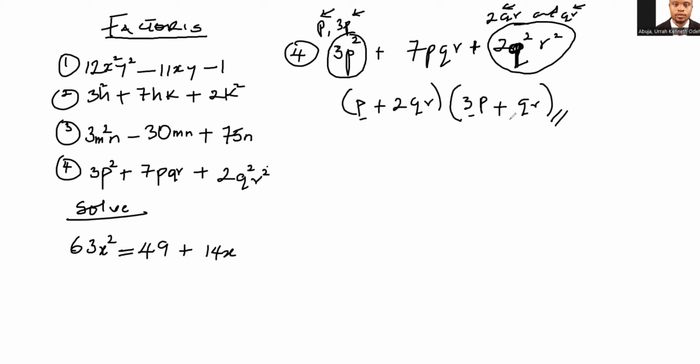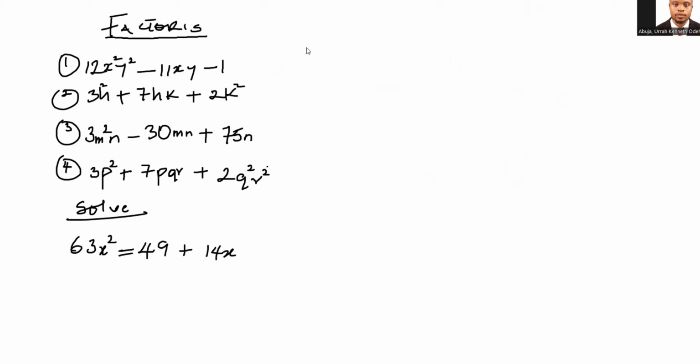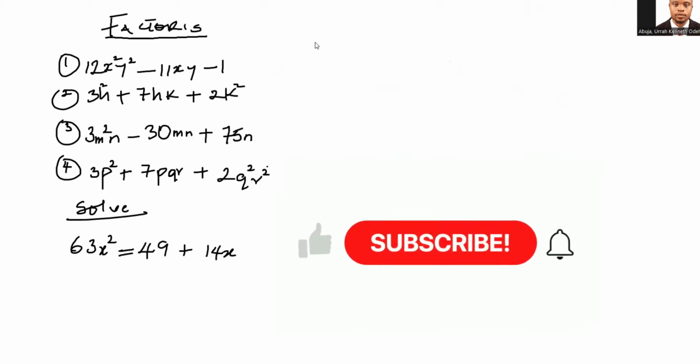So if you put them together, you have 7pqr. And the last term, which is 2qr multiplied by qr gives us what? 2q squared r squared. So that's it. And that is that about our question. So, all right. So the last question says solve.